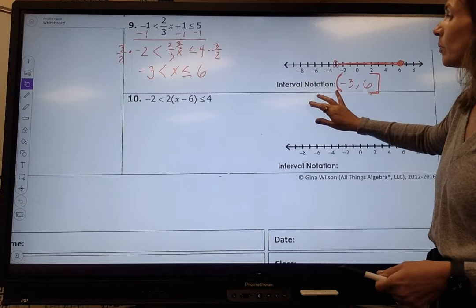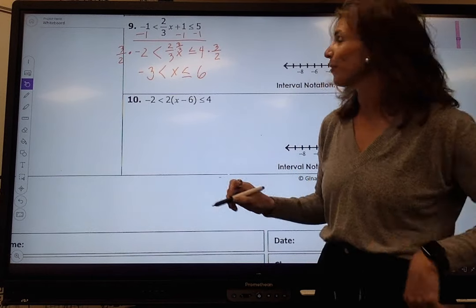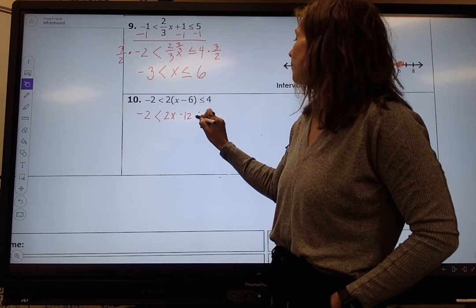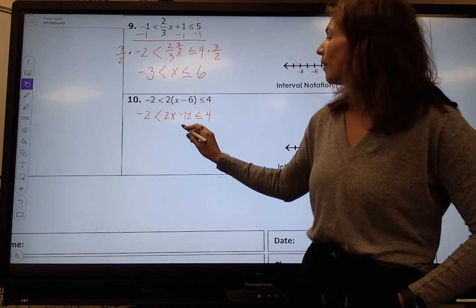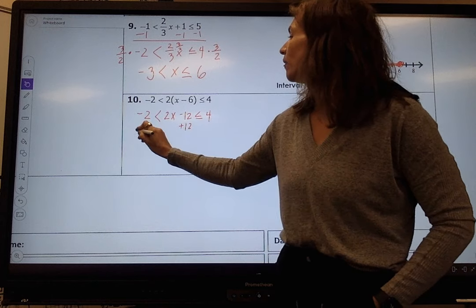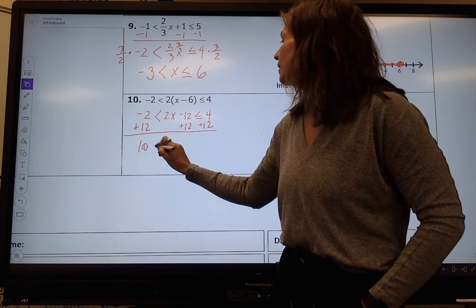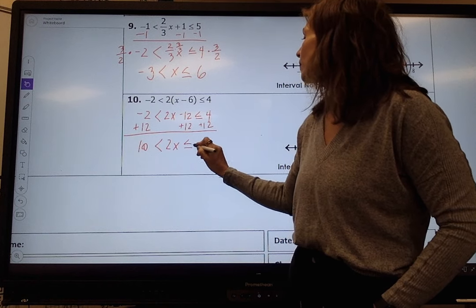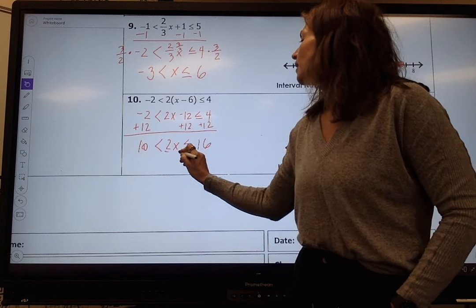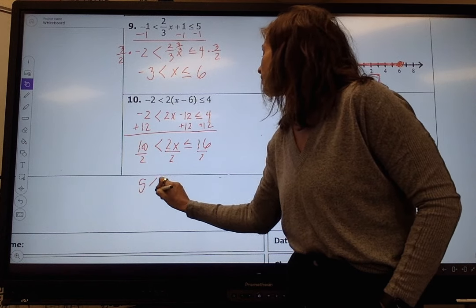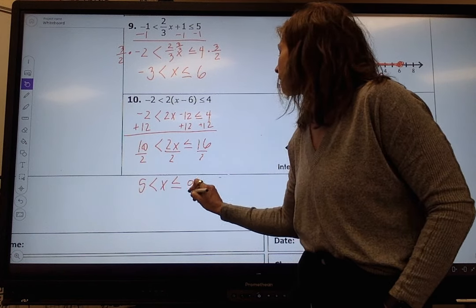All right, one last one. I promised you one last one with 9, but I lied. So let's do one more together. All right, I have to distribute the inside, so I get 2x minus 12. Have to get rid of my 12, so I'm going to add 12 everywhere on the left, on the right. 10 is less than 2x is less than or equal to 16. Divide everything by 2 on the left and the right. I get 5 is less than x is less than or equal to 8.